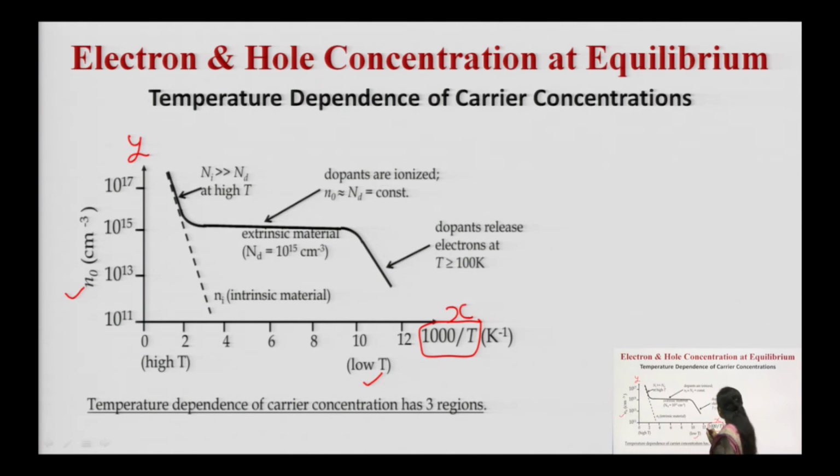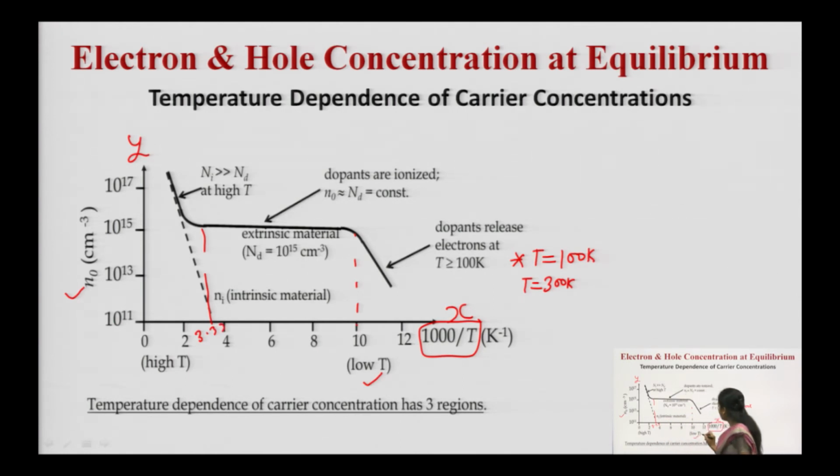Let me explain in some of the conditions. When T is 100 Kelvin, what would be the value of 1000 upon T? It will come as 10, so you get this particular point. When you are plotting for T equal to, let us say, room temperature 300 Kelvin, 1000 upon 300 is what? It is 3 point something, so you get this particular point, 3.33.